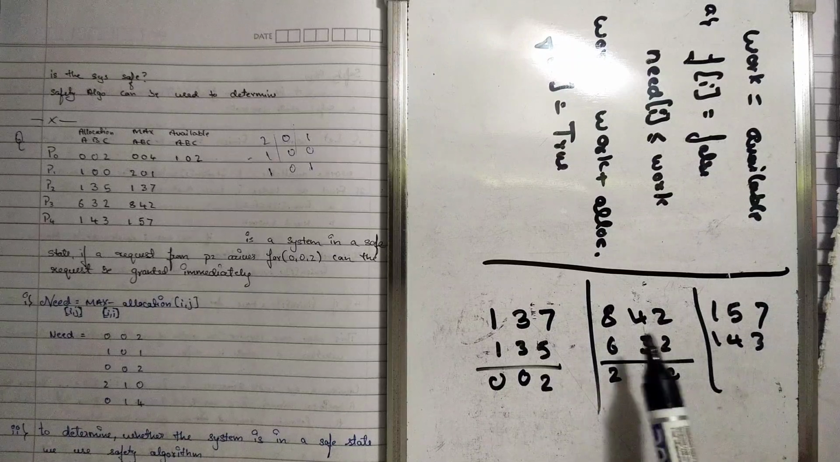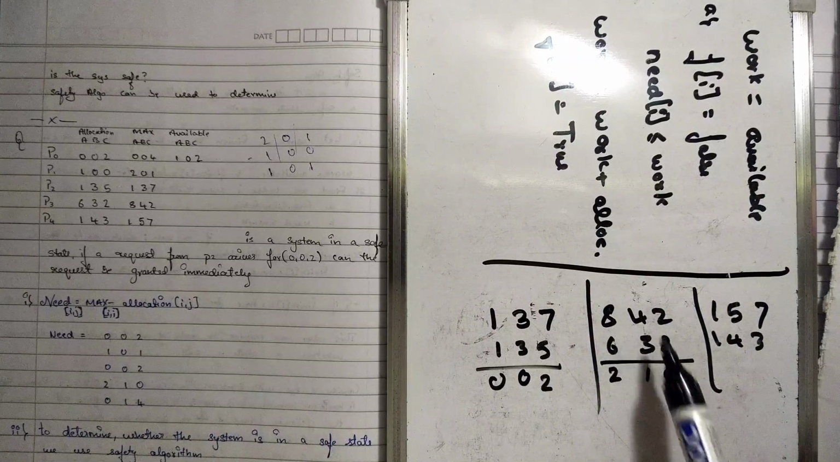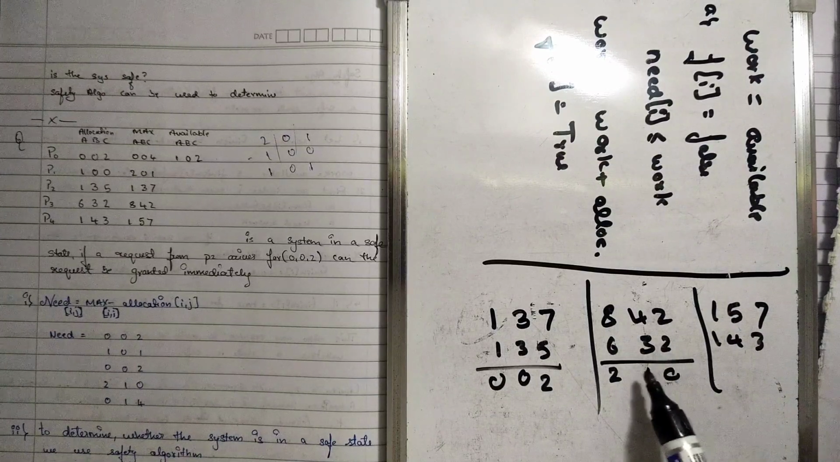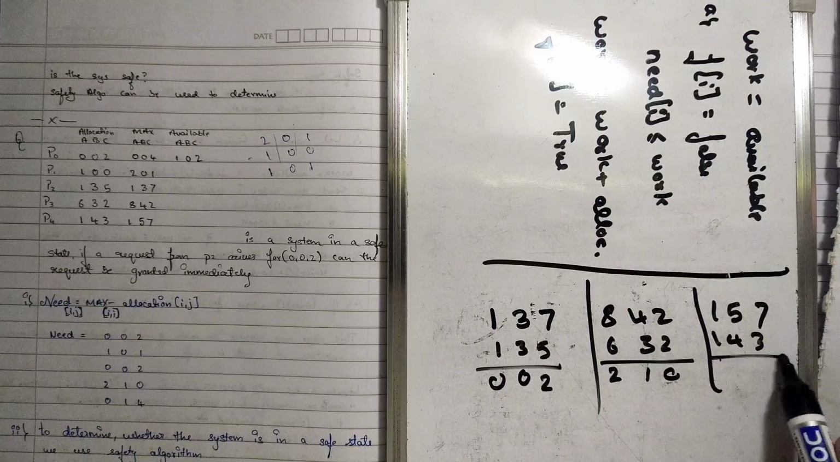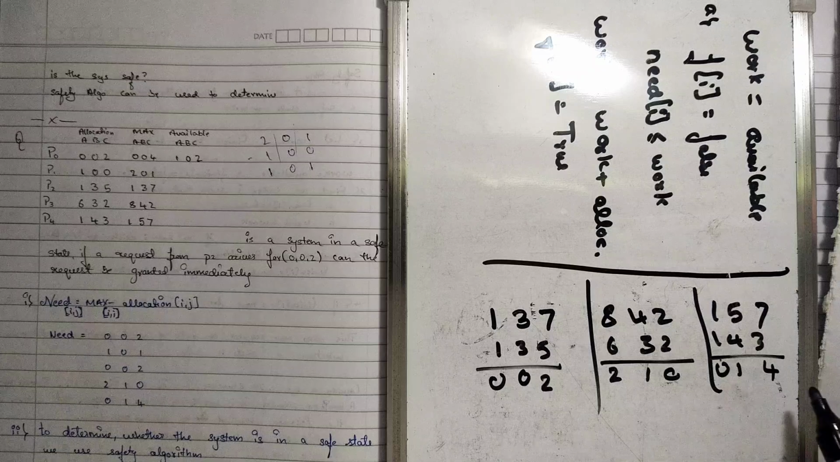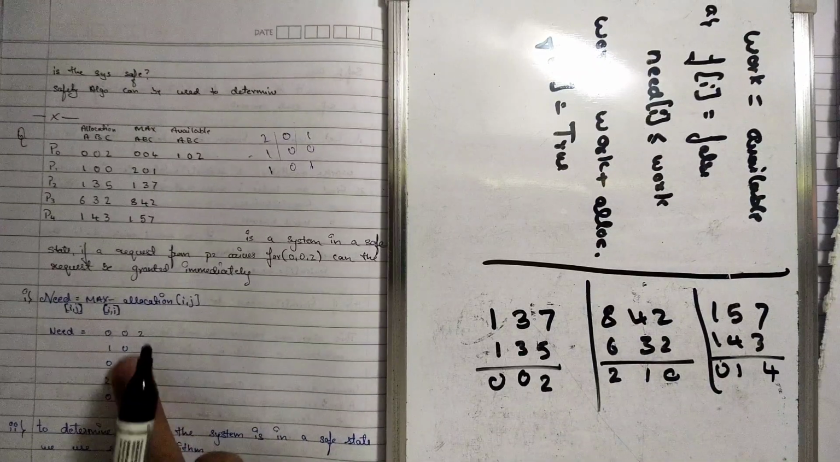So see, don't subtract these two numbers as a whole, like 842 minus 632 and all. Sometimes it might give the same answer, but still it's not a good thing because you will get confused. 7 minus 3 is 4, this should be 1, this should be 0. The same thing we got here. I did it for the last one too.